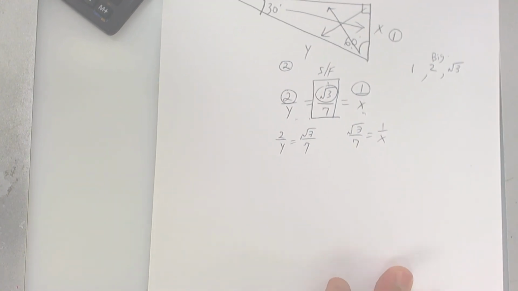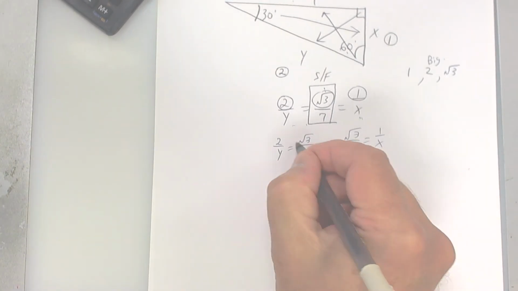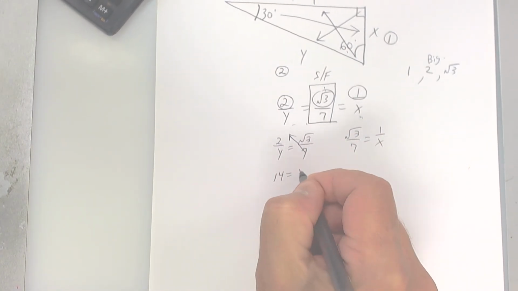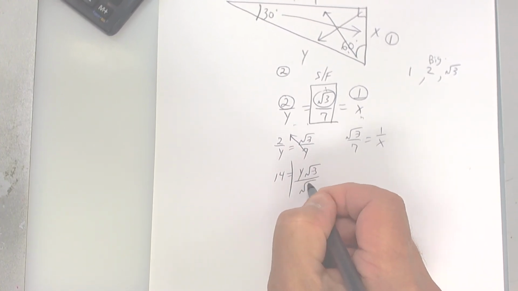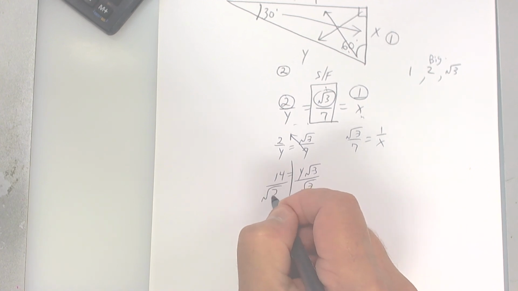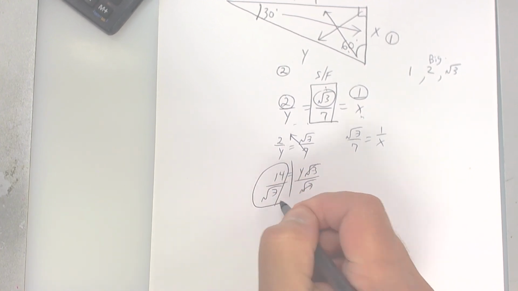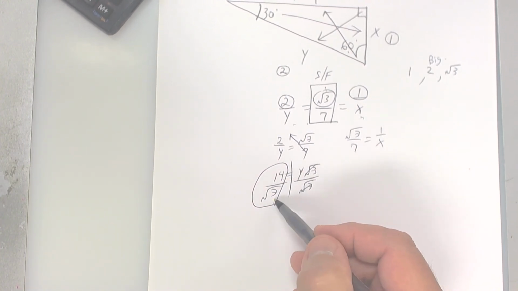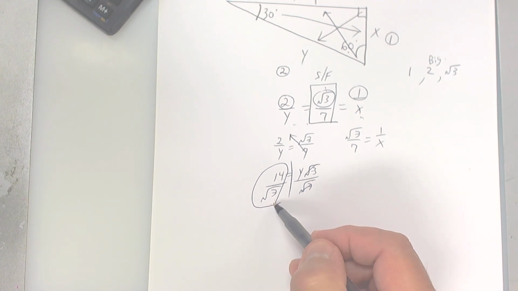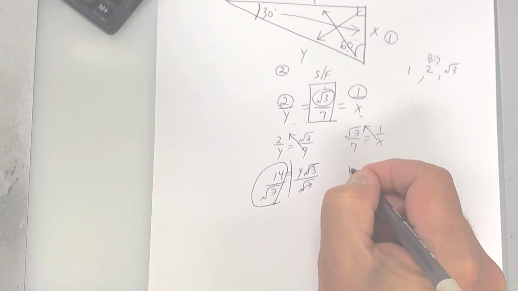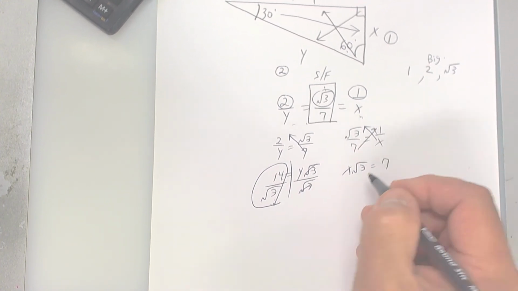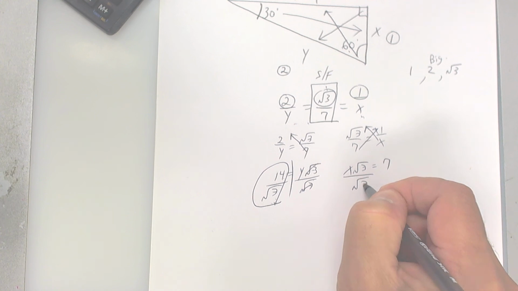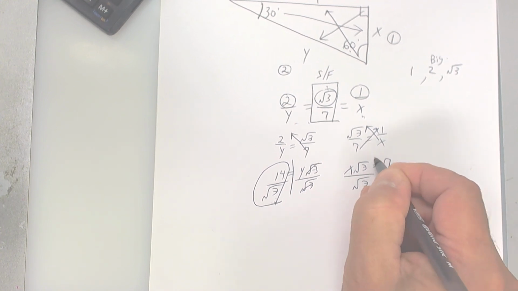Now let's work these. So that's going to give you 14 is equal to y square root of 3. And then you're going to divide by the square root of 3. Now, you can't have the square root in a denominator, but I'll leave it like this for now. So that's your answer. This one, you get x times the square root of 3 equals 7. And then you divide by the square root of 3. And your answer is right here.